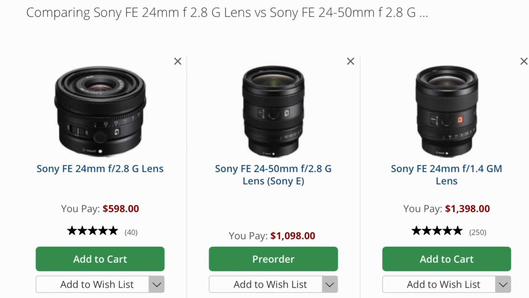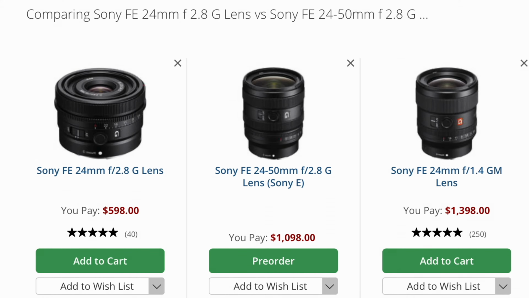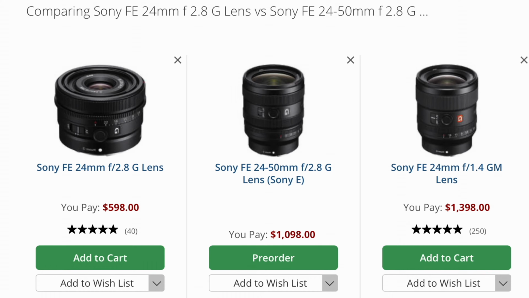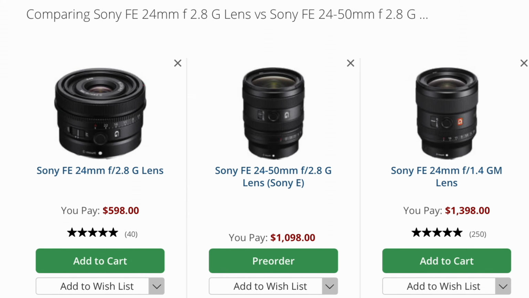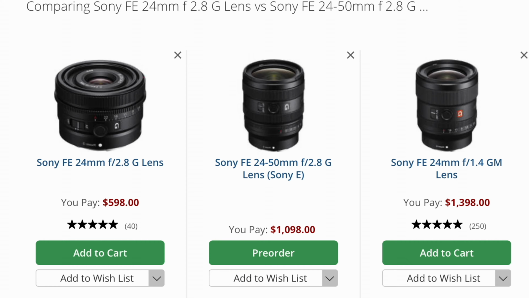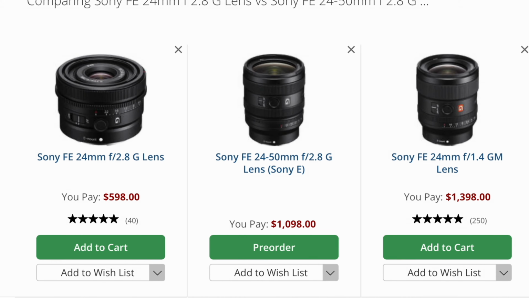When you're getting one or the other, you have to factor in price. If you get a lot of primes, they're going to add up. Like the Compact G, they're a little bit more than half the price of the 24 to 50 G zoom. So the zoom is $1,100. The Compact Gs cost $600 a piece. You get two Compact Gs and you're over the price of the zoom already. So just bear with that consideration.